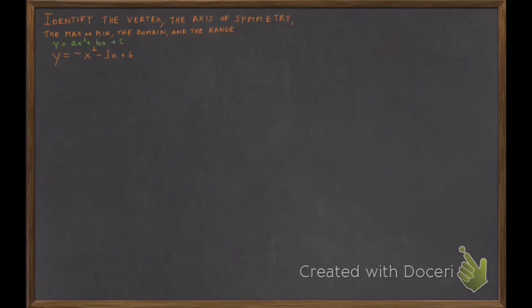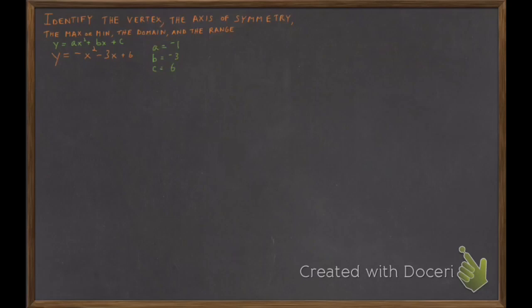And we can even label what everything is. We can say that our a is equal to -1, our b is equal to -3, and our c is equal to 6. So now that we know that, let's find our vertex.